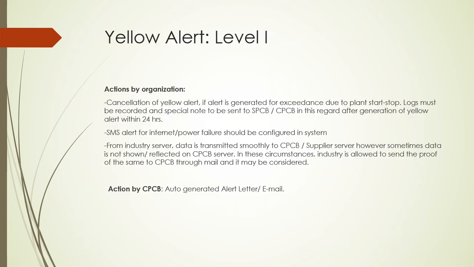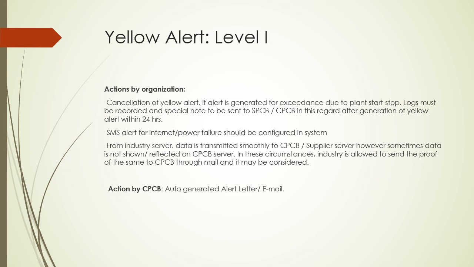So this slide is self-explanatory, and you can see what a yellow alert is. It's level 1, and what are the actions that the organization needs to do. There are two parts, right? There might be a technical glitch due to which this alert has come. Maybe the OCMS is not working. Maybe the power supply has gone off. In that case, we have to inform the CPCB through a mail that a certain technical glitch has happened due to which the details are not being reflected on the CPCB server.